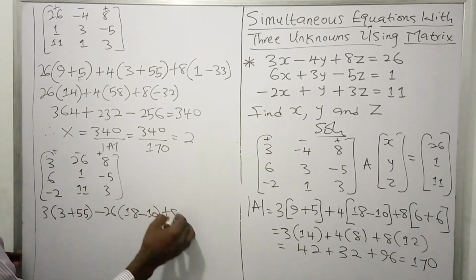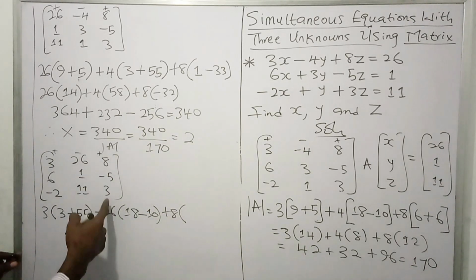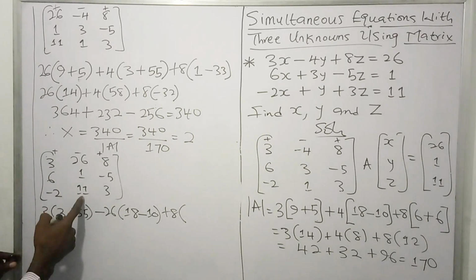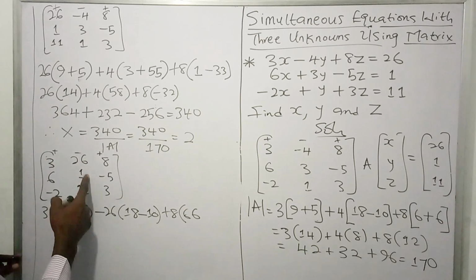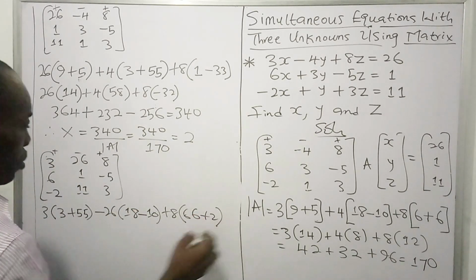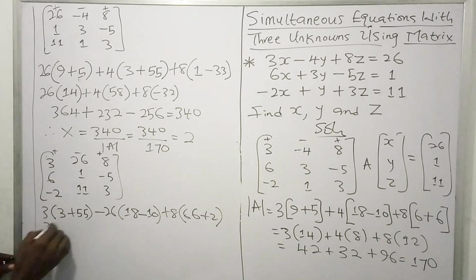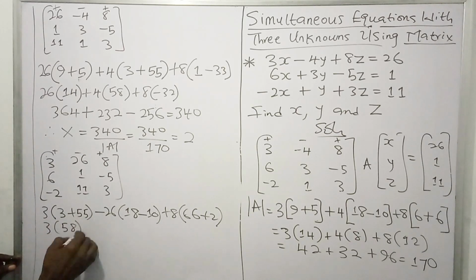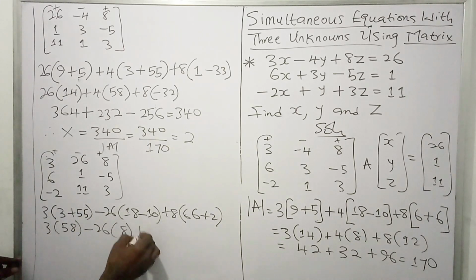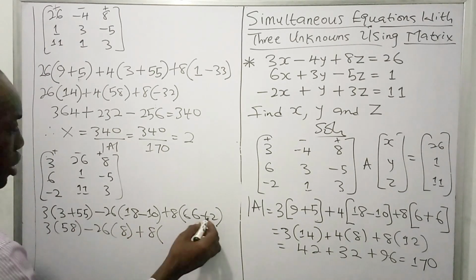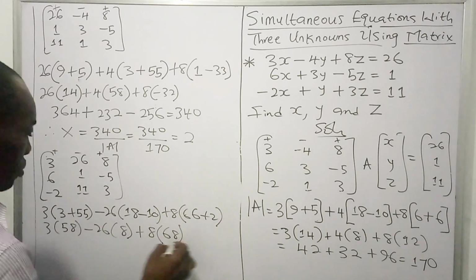Then the last there is 8 plus 8. We close here and close here up. 6 times 11, that's 66. Minus 2 times this, that's minus 2, which becomes positive 2. All right, so here is 3, and here's 58, here's 26, and here's 8, and here's 68.